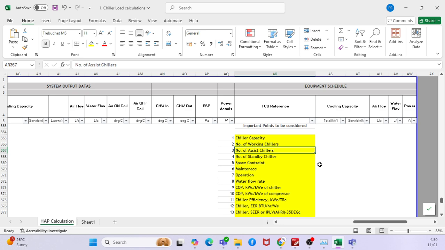Yes. For example, in any mission critical building, there is no assist. In mission critical, there is no assistance. You have to have a full N, and then whatever standby, like 1+1, that will be a standby.